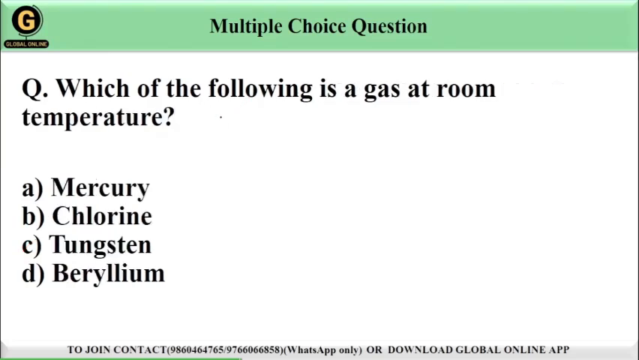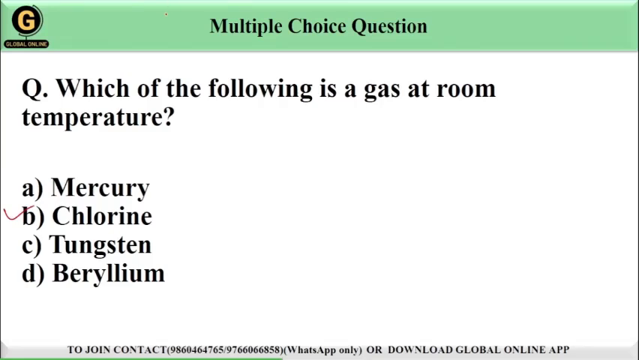Which of the following is a gas at a room temperature? We have options here. Option A, mercury. Option B, chlorine. Option C, tungsten. And option D, beryllium. The correct answer will be chlorine because chlorine is a gas at a room temperature, whereas mercury is a liquid, tungsten is a solid metal and beryllium is a solid metal as well. So the correct answer is option B, chlorine. Let's move to the next question.